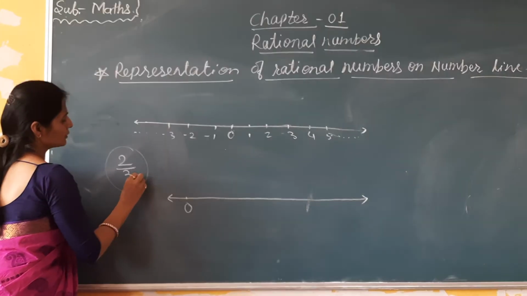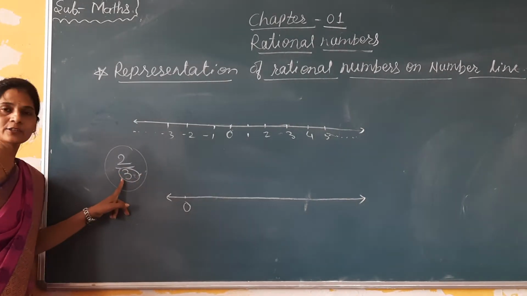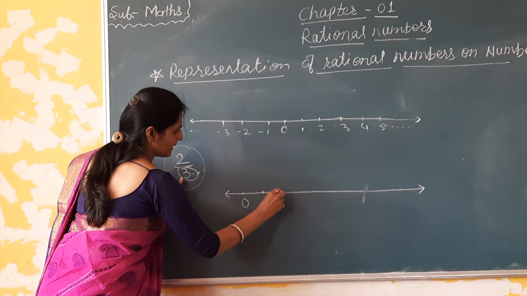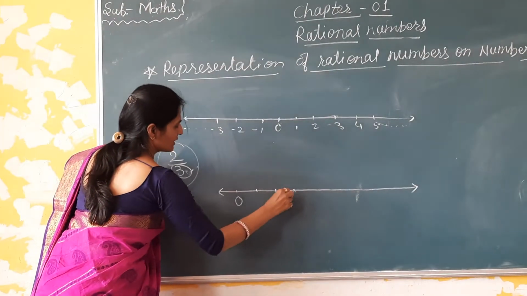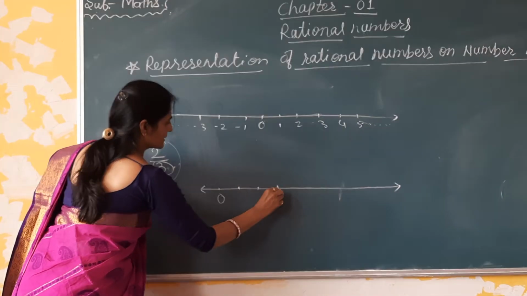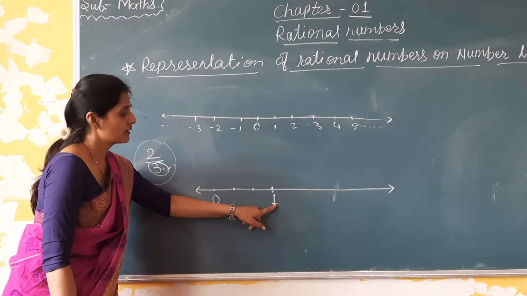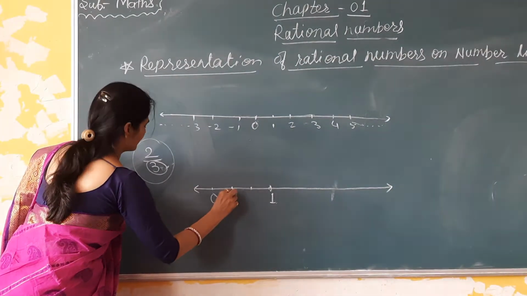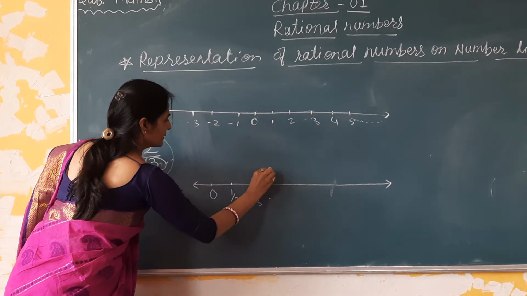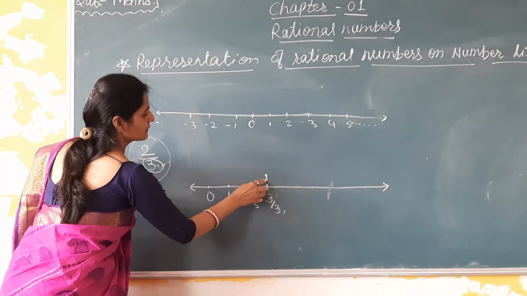So first you will look at the denominator. आप पहले denominator को देखो, क्या है denominator में 3 है. Now you divide this number line into 3 equal parts from 0: 1, 2, 3. This is 1. You will take it as 1. Why is it 1? Because 1 upon 3, 2 upon 3 and this will be 3 upon 3. That means whenever you divide it then it will be 1.